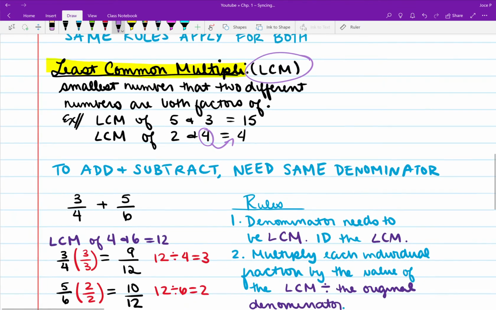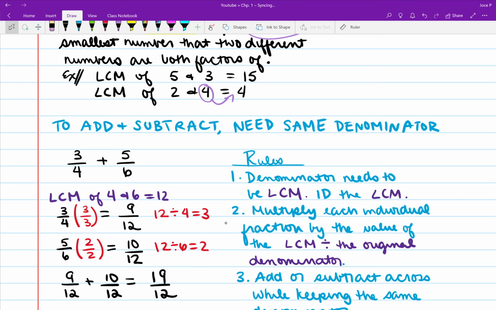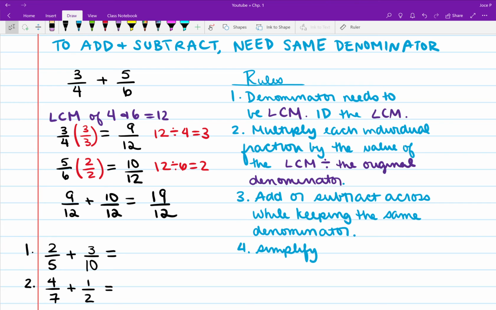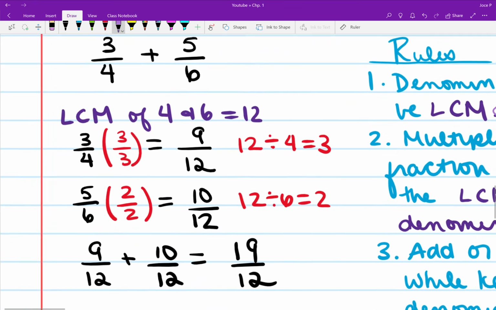So here's a major rule. To add and subtract, we need the same denominators. How are we going to do that? Let's look at our rule box. The denominator needs to be the LCM. We're going to multiply each individual fraction by the value of the LCM and divide it by the original denominator. Wait, what? Don't worry, we'll go into that. Then we're going to add and subtract across while keeping the same denominator, and then we're going to simplify. So first we need to identify the LCM. Let's look at this example here.